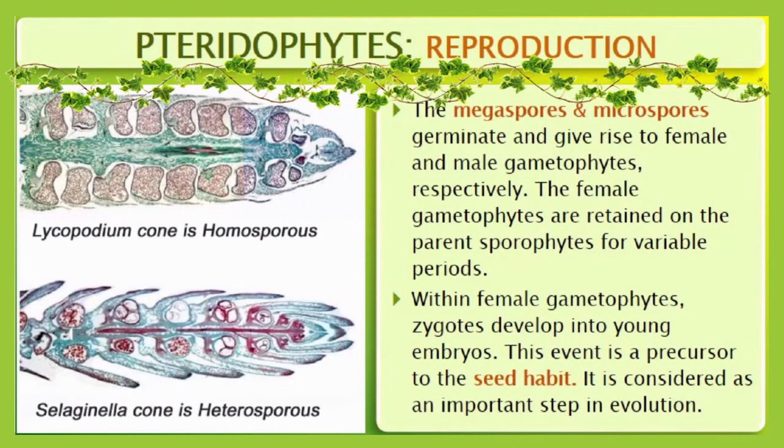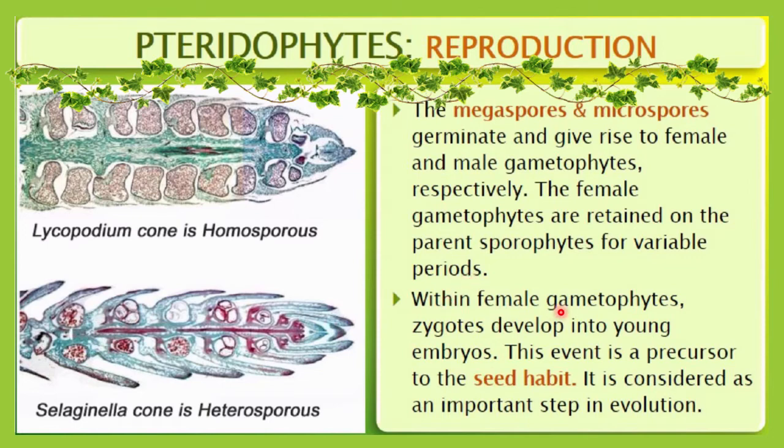Now let me understand more about reproduction in pteridophytes. As I told you, if a pteridophyte is heterosporous, then it will produce two types of spores, megaspores and microspores. If a megaspore germinates, then it will give rise to the female gametophyte. Be very clear. If a microspore germinates, it will give rise to the male gametophyte. The female gametophytes are retained on the parent sporophyte for a variable period. Be very clear about this: only the female gametophyte will be retained on the parent sporophyte for a variable period.